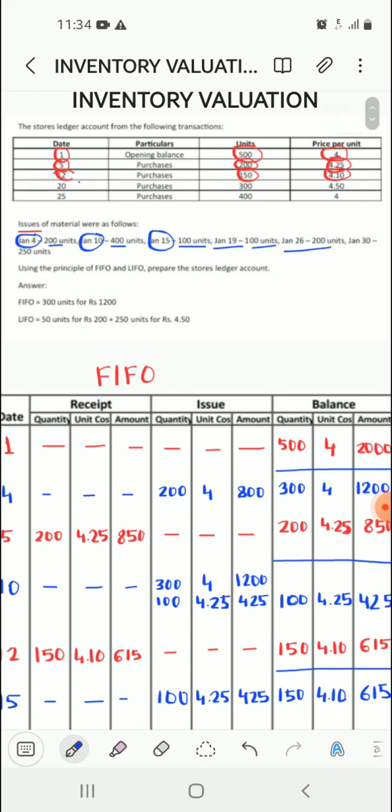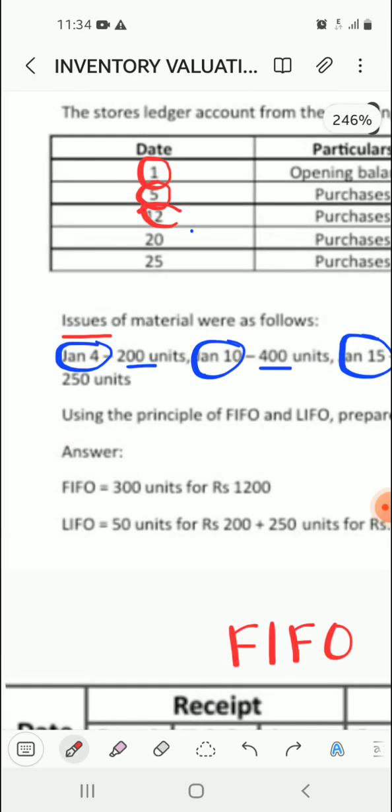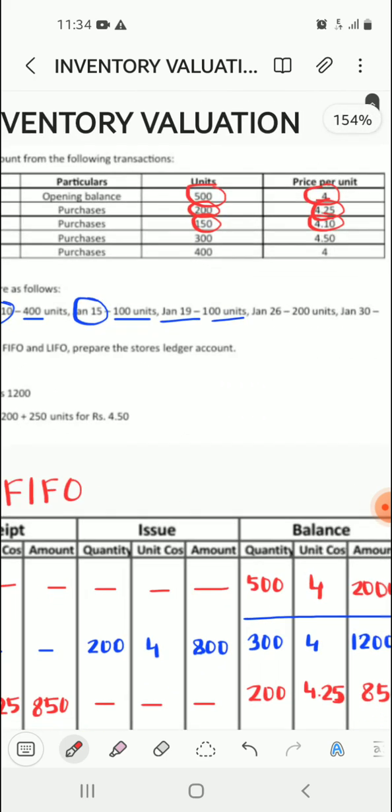See, issue date on Jan 26, and we've got a purchase date before that. So Jan 20 is our purchase date. So we're going to write that first, 300 units for 4.50.